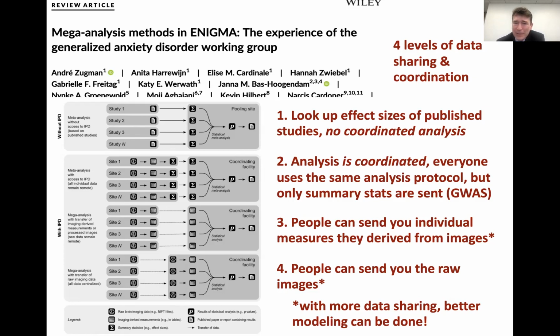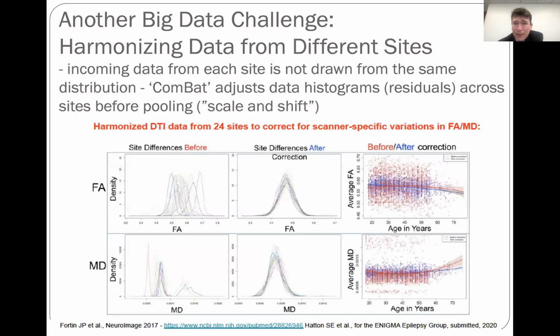Number 2 actually coordinates the analysis. Everyone reanalyzes their data with the same analysis protocol, but they only send the summary statistics to a central site. That was used in the genome-wide association studies that I've mentioned. But better still, you could be sent individual measures derived from images, or even number 4, the raw images themselves. And if that is done, better modeling can be done. So let's look at this in detail.